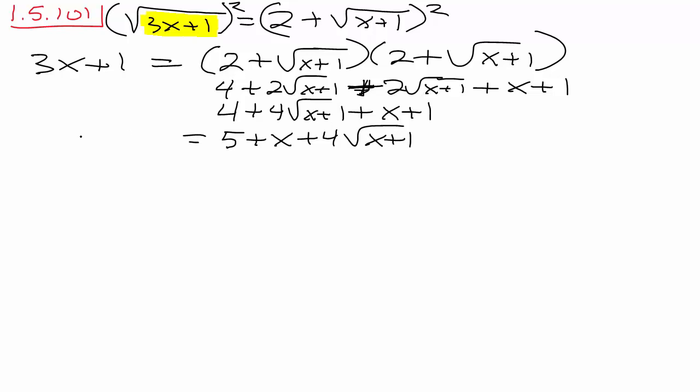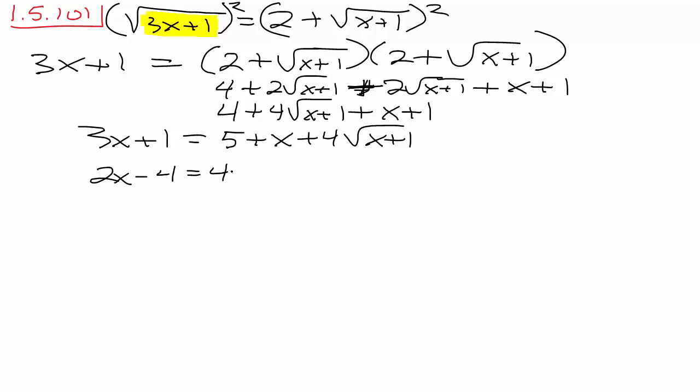Okay, and then on the left-hand side, we still have 3x plus 1. All right, well, we still have a radical, so we have to isolate it, get it all by itself. So that means move the 5 over, move the x over. So subtract 5, subtract x. When I subtract x, I get 2x. When I subtract the 5, I get negative 4.